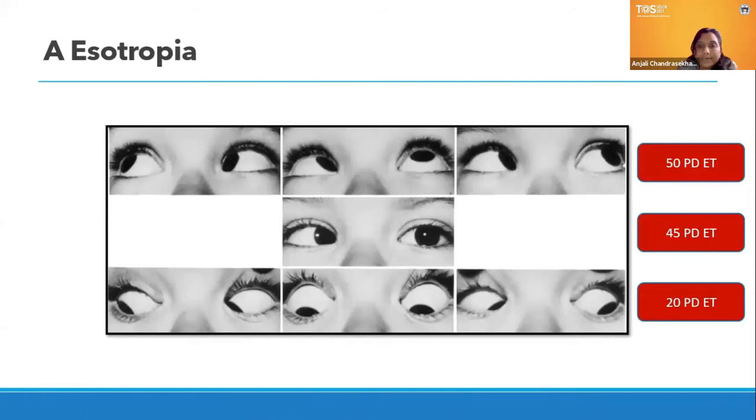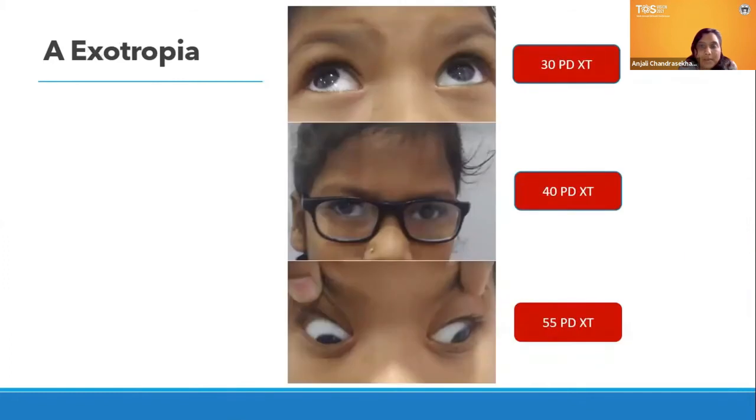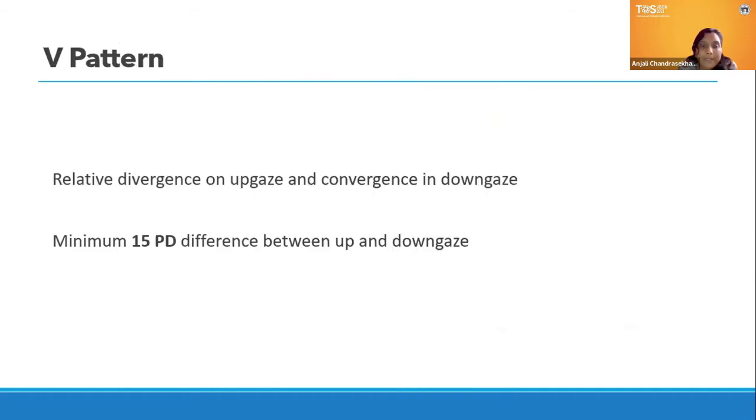Like here, this is a case of an A esotropia where the eye is converging up and diverging down. And by the measurement, we can make out there is a significant 30 prism diopters of difference. This is A exotropia, where there is a convergence up and the exotropia worsens in down gaze. And again, there is a significant difference between the up and down of more than 25.